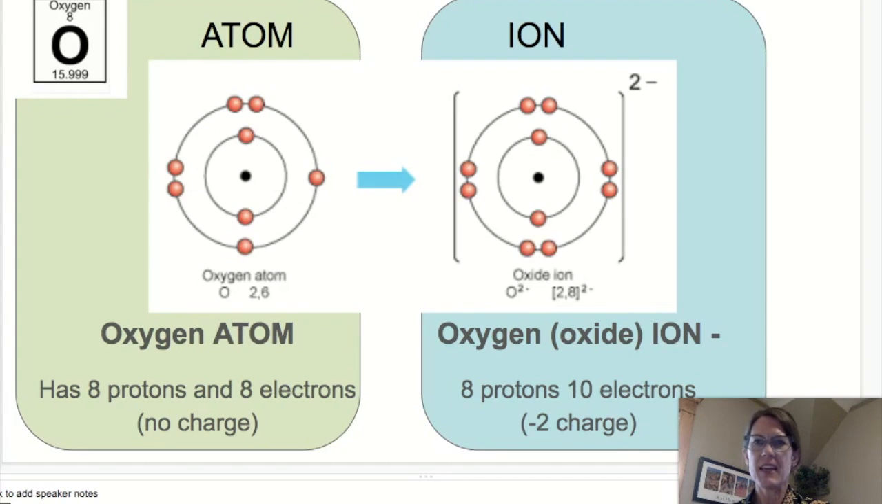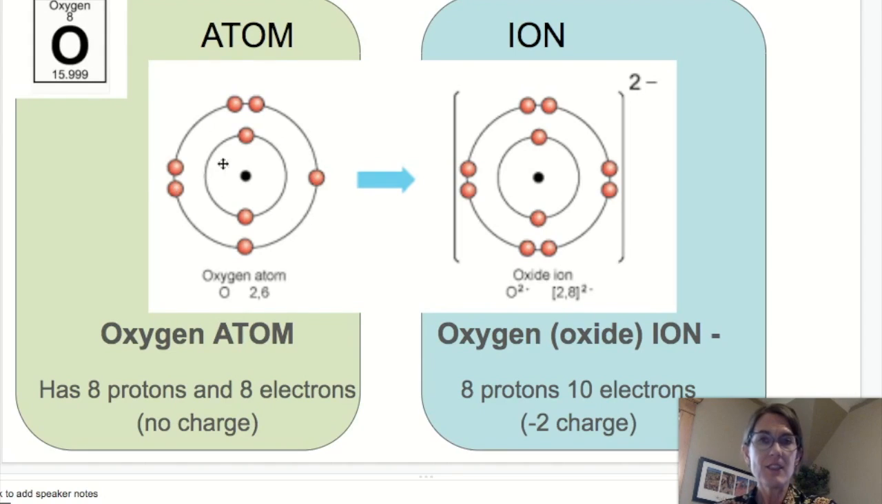So on this side here, we have an atom of oxygen drawn, and notice it has 2 electrons in the first energy level, and then 6 more in the second energy level to make 8. So that's the 8 total, and that means there are 6 in the valence electron shell. But an atom of oxygen is not stable. It's very unstable because remember that the octet rule says that 8 valence electrons is what is stable.